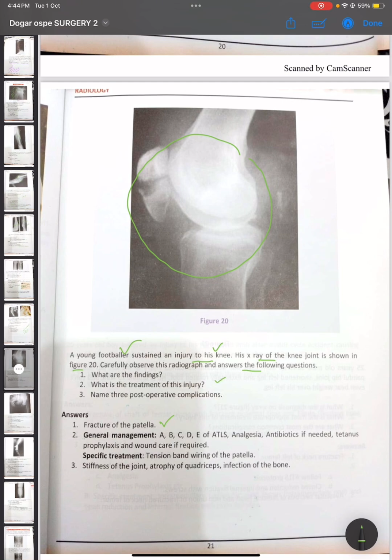What is the treatment of the injury? General management: ABCDE and ATLS, analgesia and antibiotics if needed, tetanus prophylaxis and wound care if required. In specific treatment, tension band wiring for the patella. Name the three post-operative complications: stiffness of the joint, atrophy of quadriceps. Quadriceps muscles are present here, so atrophy of the quadriceps may occur, and infection of the bone may occur.